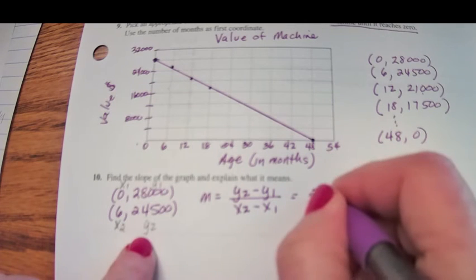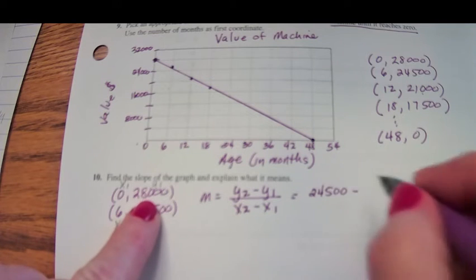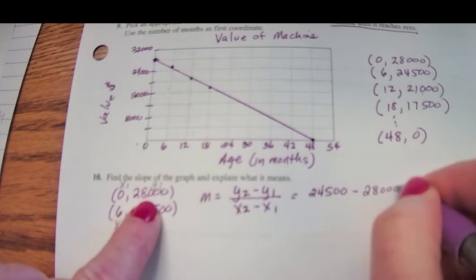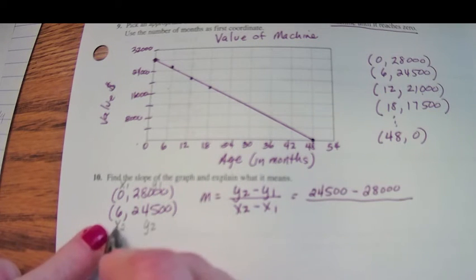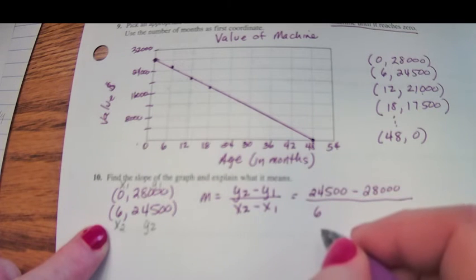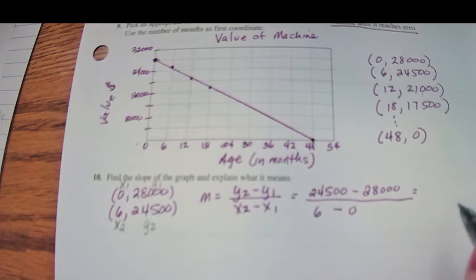y2, 24,500 minus 28,000. That's in my numerator. And then my x2, that's going to be 6 minus 0. So 24,500 minus 28,000, this is going to be negative 3,500 over 6. This is going down in value 3,500 every 6 months.